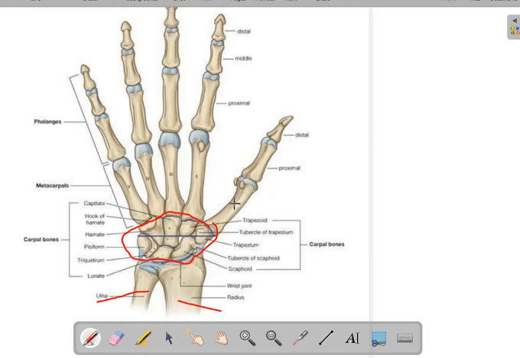These are the metacarpal bones, counted from the big finger, or the thumb. This is the first, second, third, fourth, and the fifth.